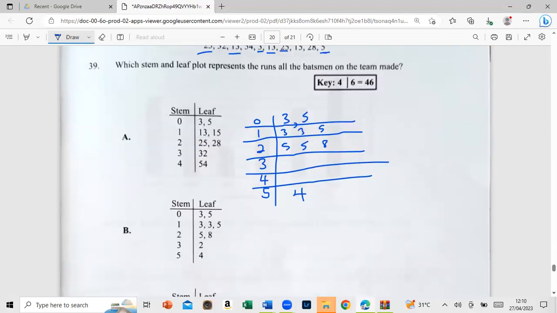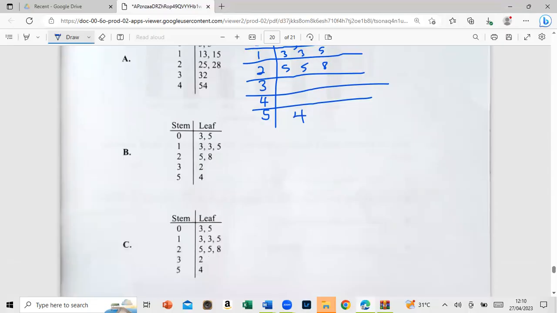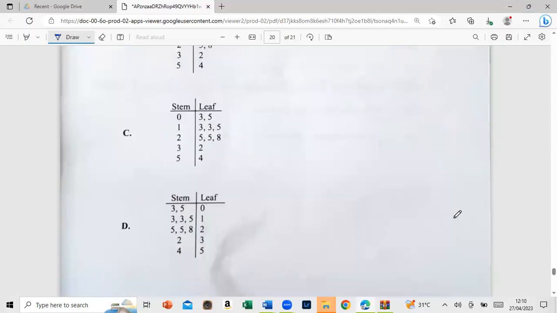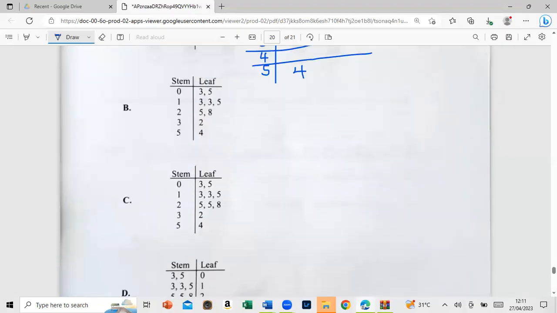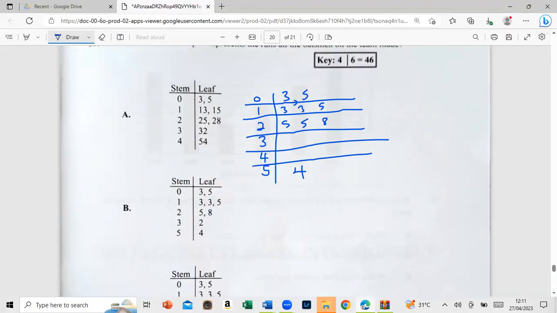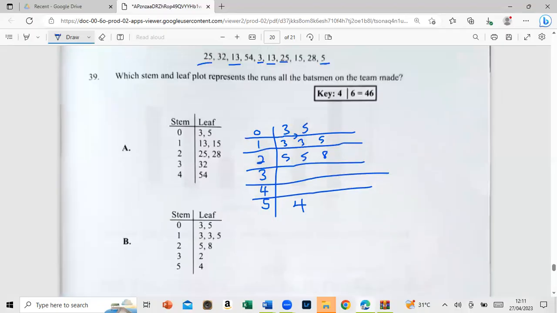32. 32, not really. What's the last one? Hold on there, guys, let me see something. Oh, we have a 42. Let me see if we have a 42. No, we don't have a 42. So this couldn't be it, so we can eliminate this.